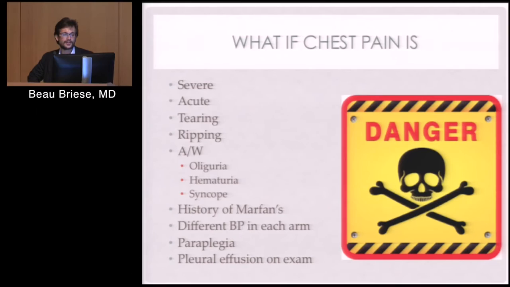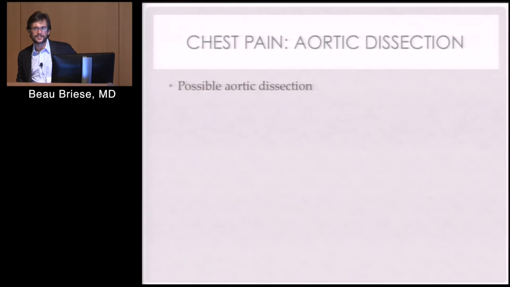They've had syncope. They've also got a history of Marfans. Different BP in each arm, they can't move their legs, and there's pleural effusions on exam and on x-ray. What is this? It's an aortic dissection, right? That's what the books say. Uh-oh. It's possibly an aortic dissection.